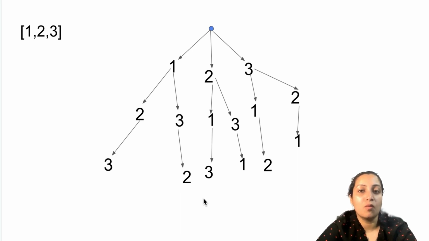So now, but what's the algorithm? How do we code it? We know there are 6 permutations. We know those 6 permutations. But what's the code behind it?